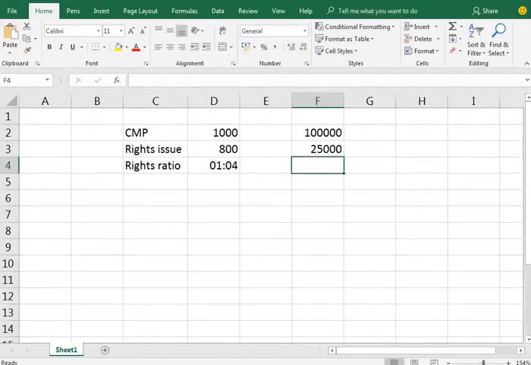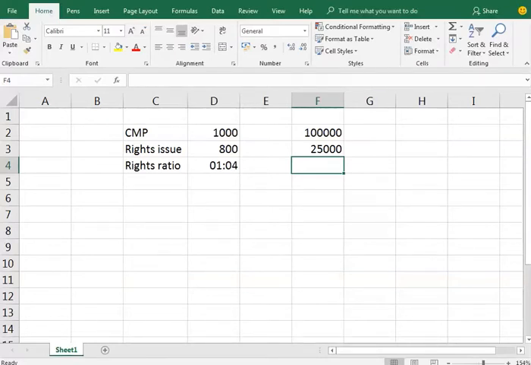So 25,000 rights issue shares will come. 1 lakh shares are currently available. 25,000 shares are going to come out of the rights issue. If nothing else changes in the company, the concept of finance says that the value of the company can only increase if you get projects which are positive NPV. So as you keep doing positive NPV projects, your wealth can increase. Otherwise, the wealth of the company or the value of the firm is expected to remain constant.